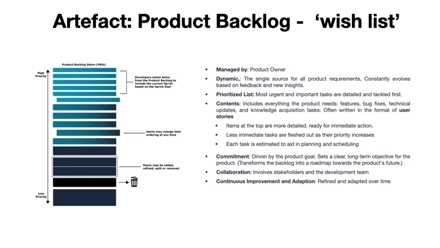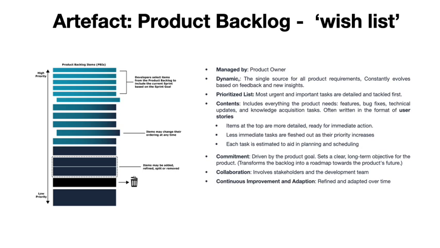The product backlog is always evolving, adding new items or changing existing ones based on feedback or new insights. It's set up so that the most urgent and important tasks are ready to go first, while less immediate tasks get detailed later on as they become more relevant. Estimating the effort needed for each task helps in planning out the work efficiently.